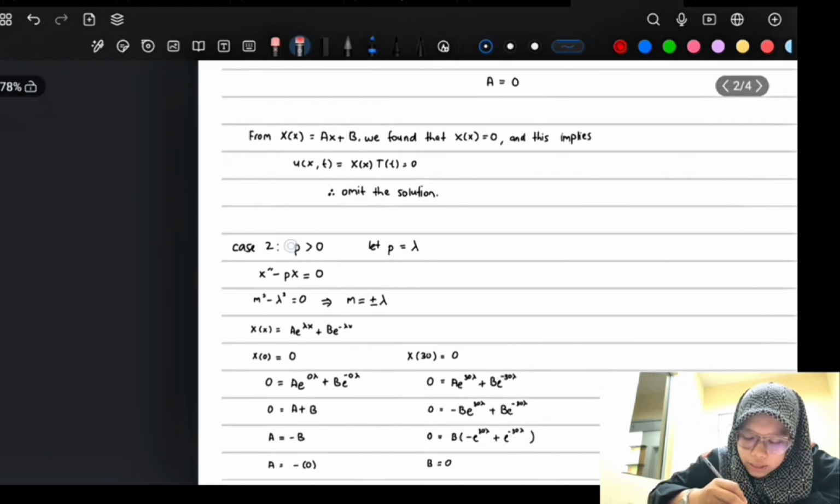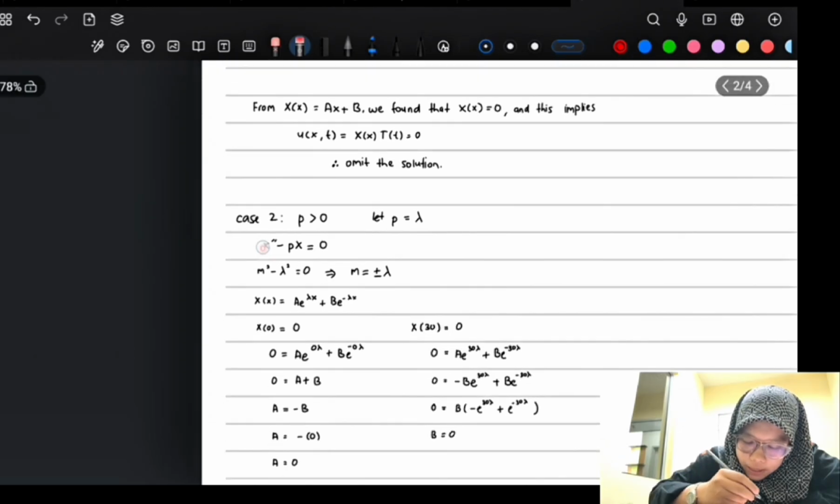So for case 2, p is larger than 0, and we will let p become lambda, so lambda squared.